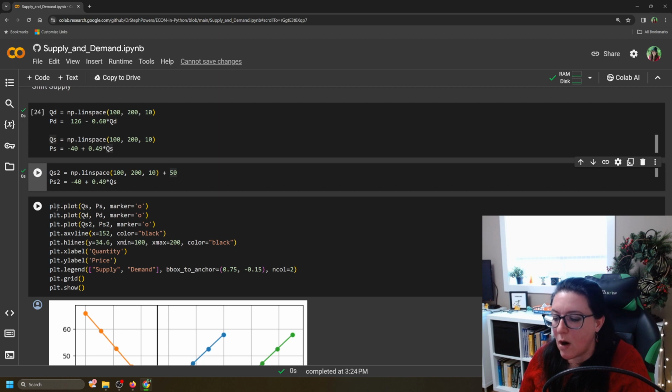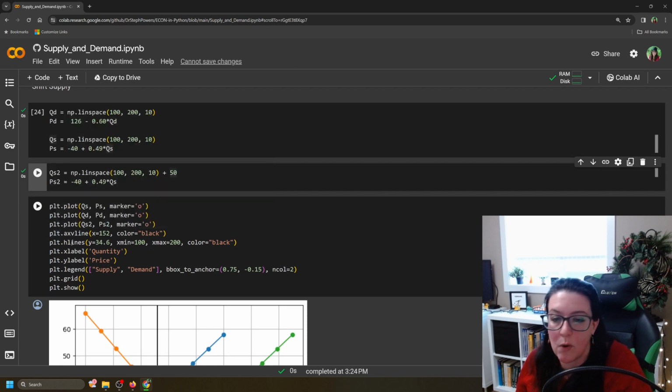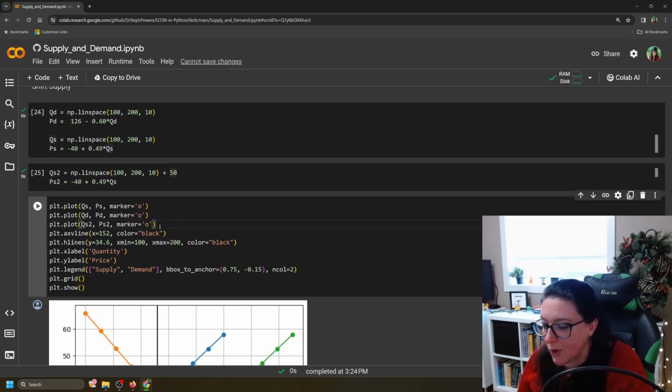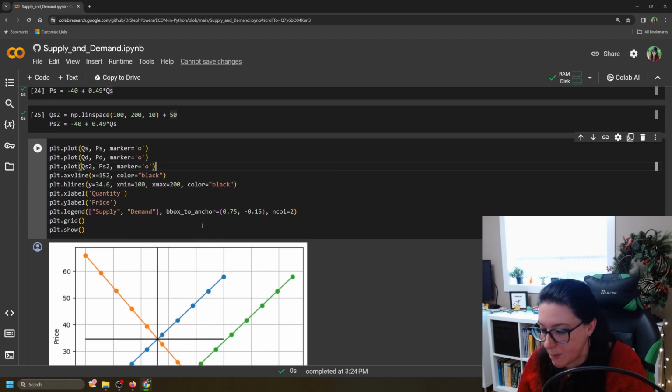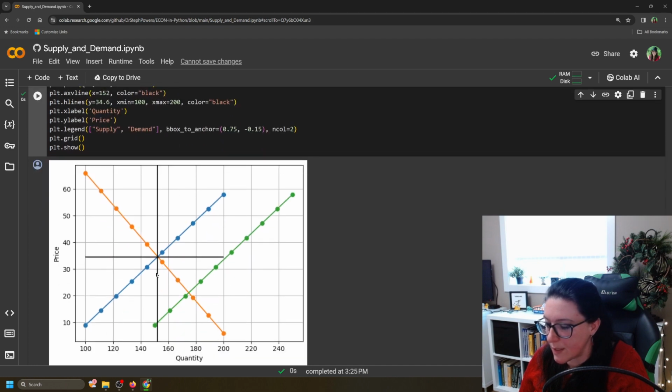We plot our original supply, our original demand. We plot our original equilibrium using our black lines here for the horizontal and vertical axes, and we simply add in that third row there to represent the new supply curve when quantity has gone up by 50 and the resulting change in price based on our formula. So we run that, and you can see here's our supply curve shifted to the right.